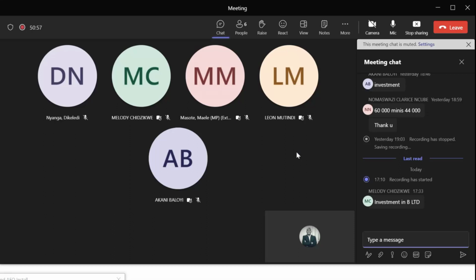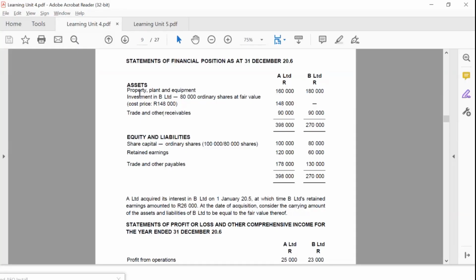So you see, when this transaction happened, the parent company passed a journal in their own individual financial statement to say debit investment 148,000, credit bank 148,000, because they went to buy an investment, which was costing them 148,000. It's settled, it's done. That is why, when we look at the financial statement of the parent company, it shows investment in B Limited, 80,000 ordinary shares at fair value. The cost price was 148,000.